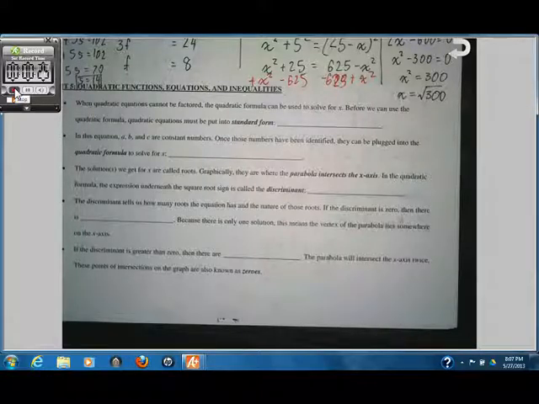So some of these we're just going to have to solve the old-fashioned way using completing the square, which is a skill you learned in the last unit. Actually, you've learned it several times. But first, let's get to the vocab.